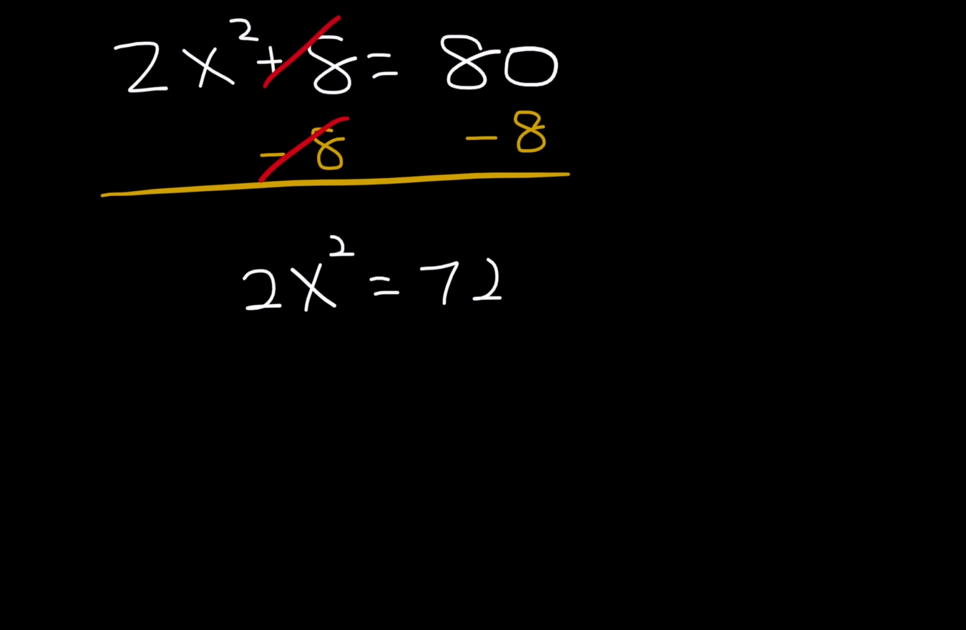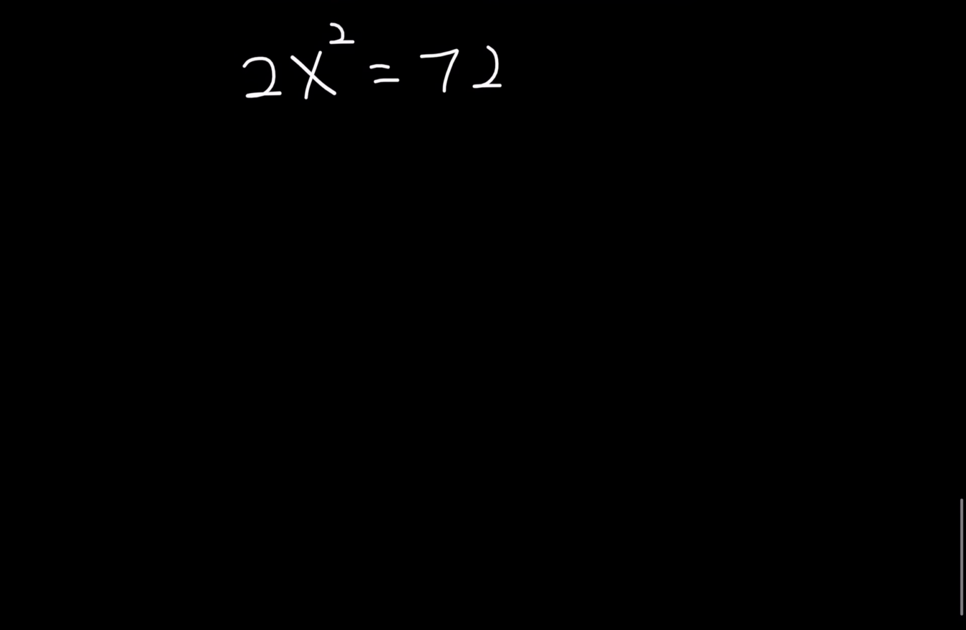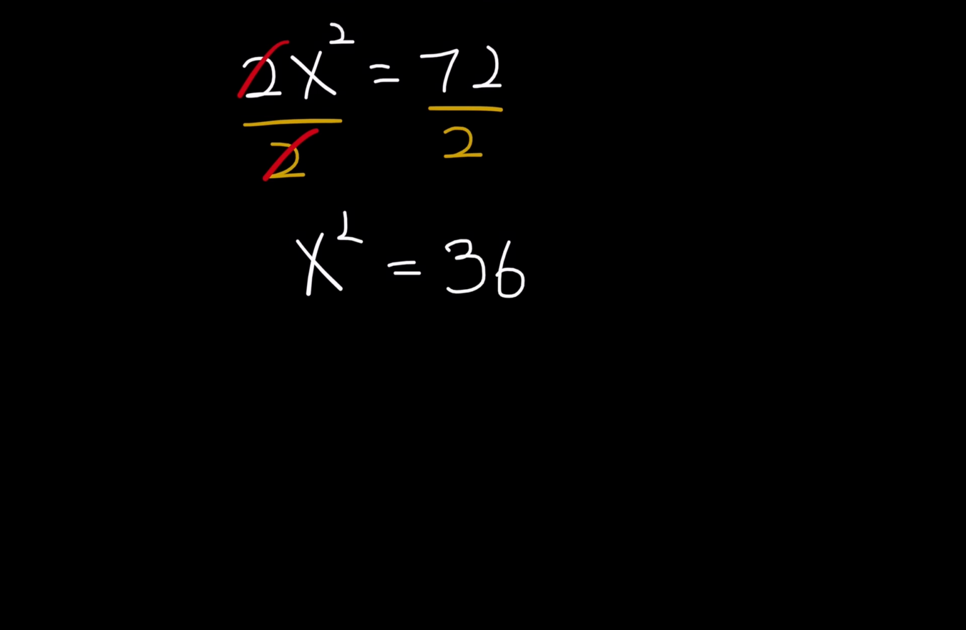Alright. So now, like I said, for now, just ignore this x squared. You can do the same thing as before and divide both sides by 2. And once again, dividing both sides by 2 cancels out the 2 in front. So on the left hand side, you're left with x squared. And on the right hand side, you have 72 divided by 2. You can do the math, that is equal to 36.